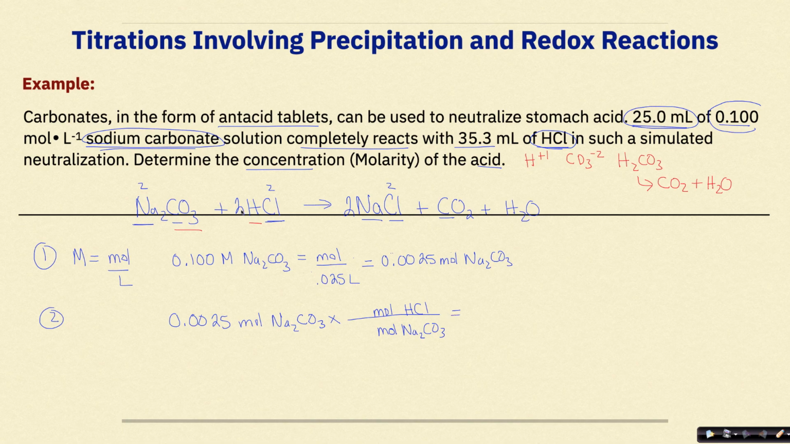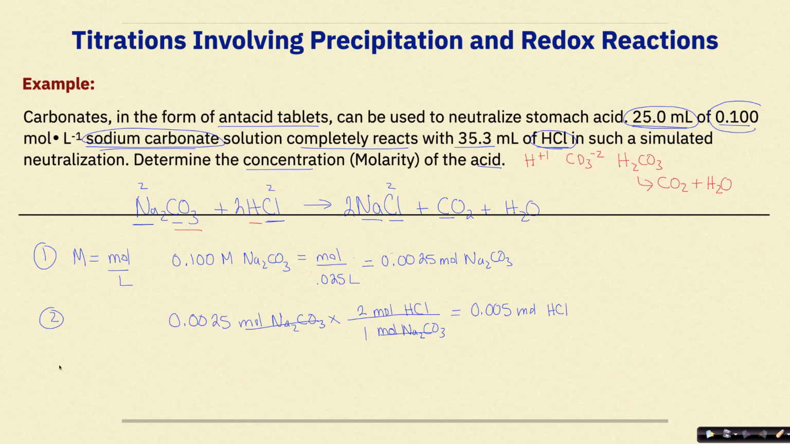So I'm going to go up here and I'm going to see there's a coefficient of 2 in front of the HCl, and there's a coefficient of 1 in front of the Na2CO3, and then I'm going to say to myself, moles cancel moles, so 0.0025 times 2 is going to give me 0.005 moles of HCl.